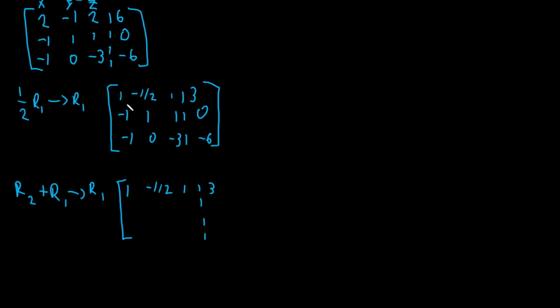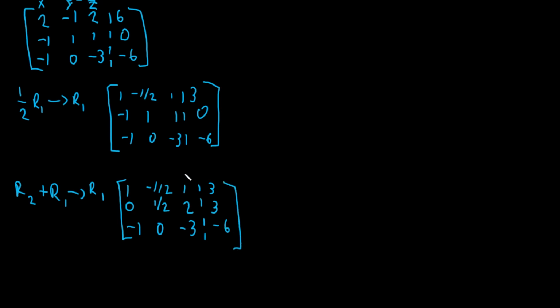The second row is -1 plus 1 is 0. 1 minus 1/2 is, well, it's positive 1/2. 1 plus 1 is 2. 0 plus 3 is 3. And the last row stays the same because we're only affecting the second row of our matrix.